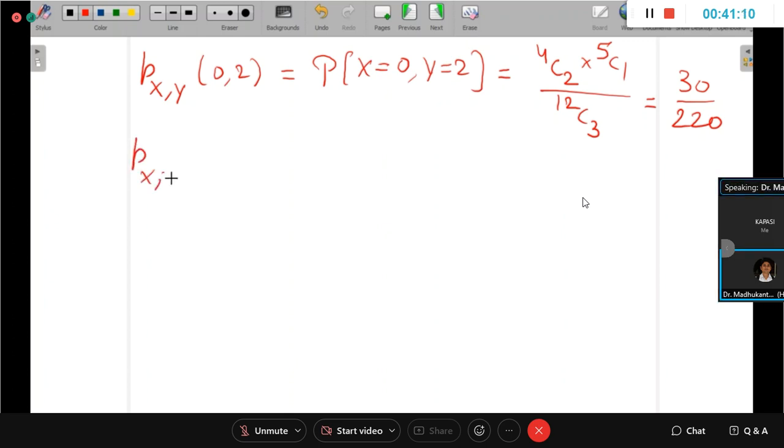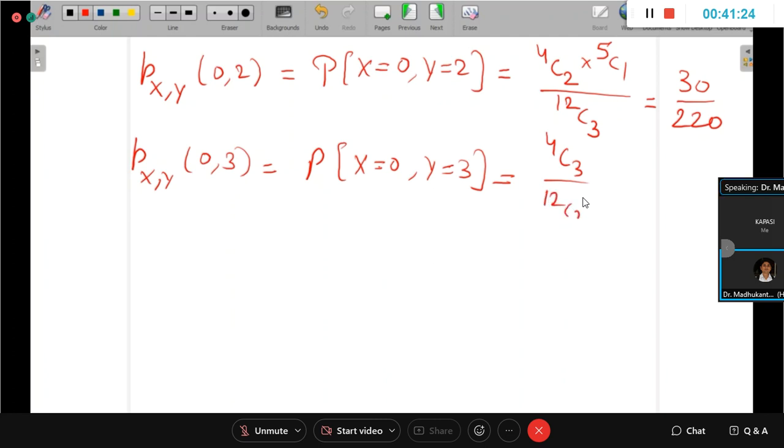Now, p(x, y) of 0, 3. That's going to be probability of x equals 0, y equals 3, so all of them are coming from the used battery. So you have 4C3 divided by 12C3. So that's going to be 4 divided by 220.